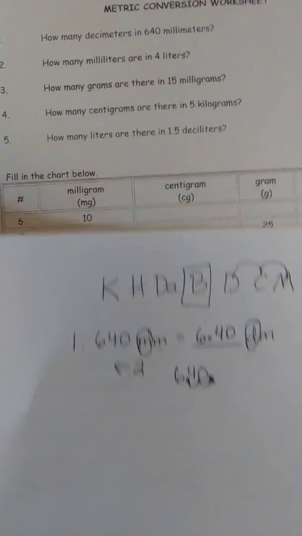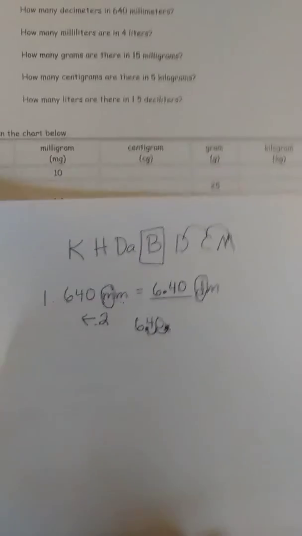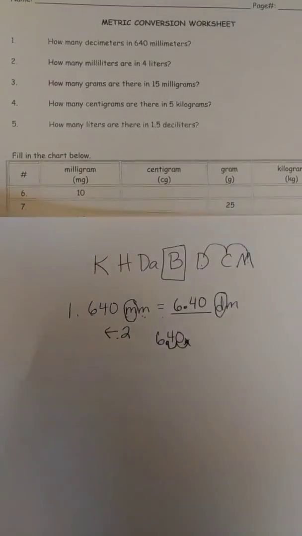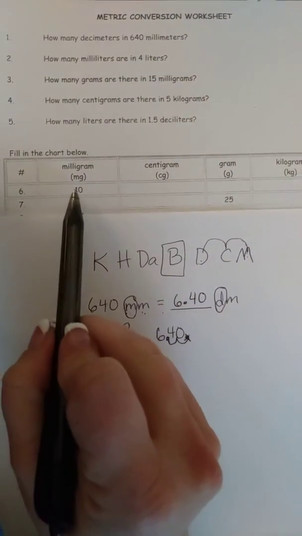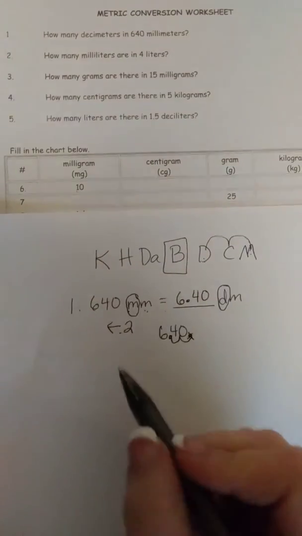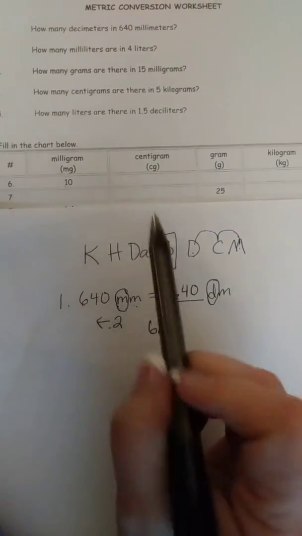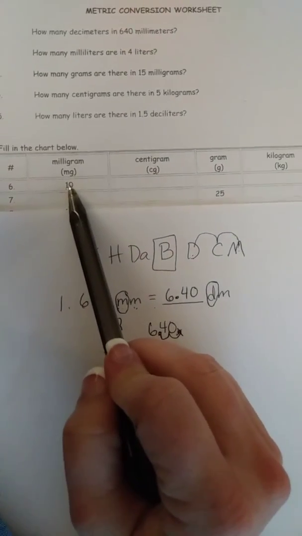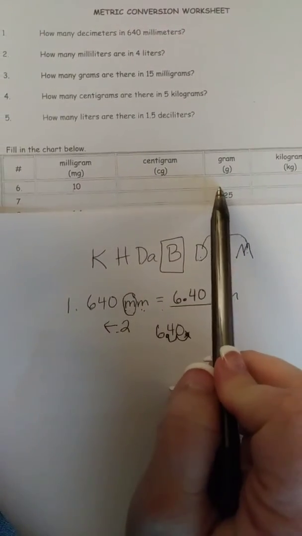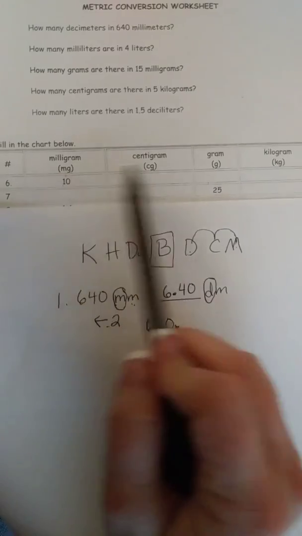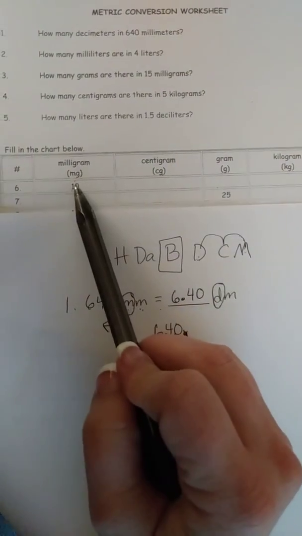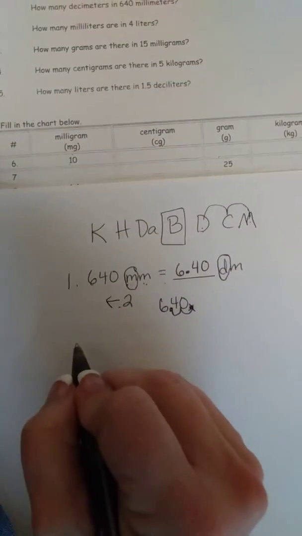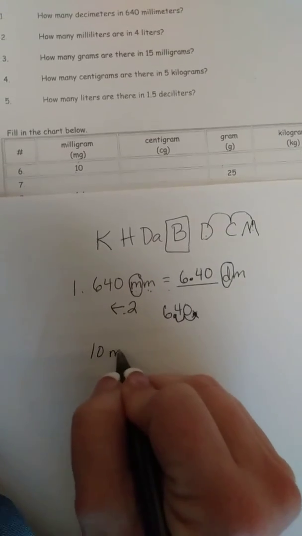Now, for your chart down here, all they're asking you to do, you have 10 milligrams here. So basically they're asking you how many centigrams is in 10 milligrams, how many grams is in 10 milligrams, and how many kilograms is in 10 milligrams. So you can basically write those problems like this.